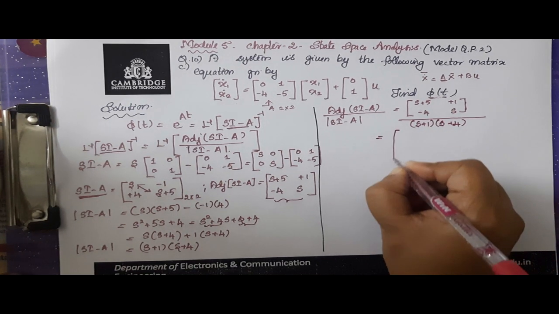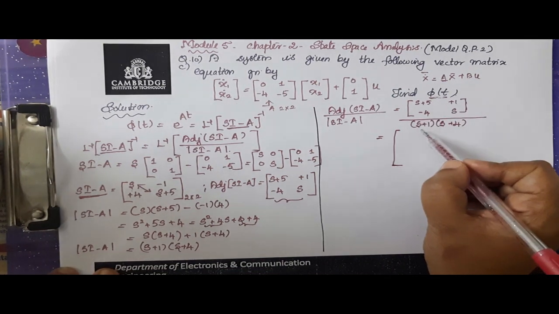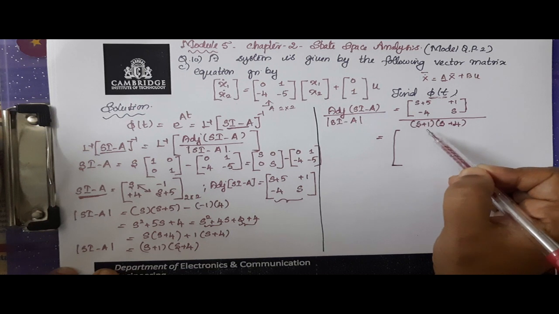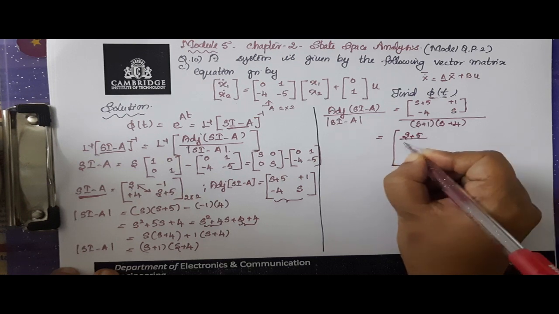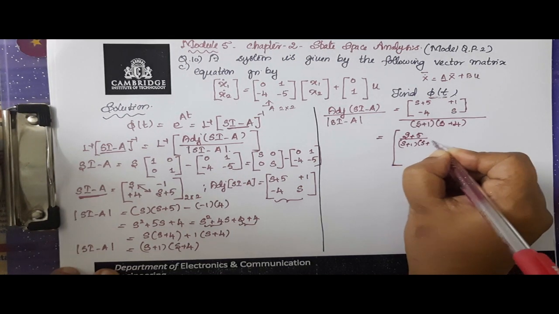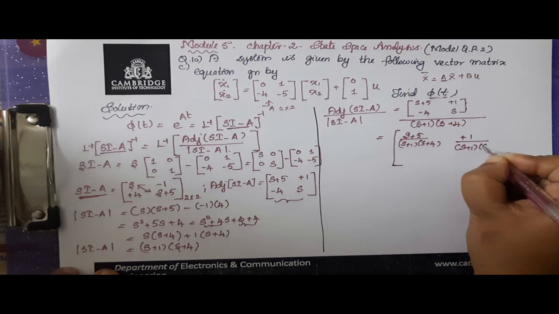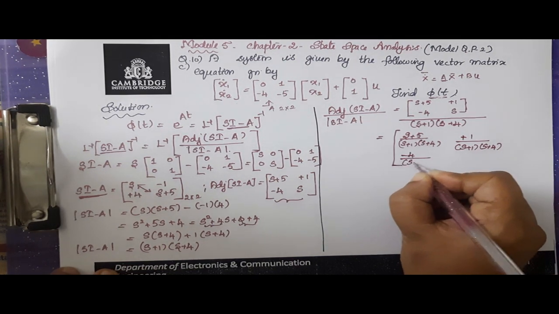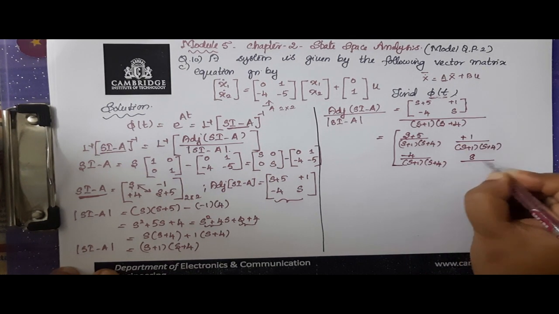So I can write it as, the numerator we have a matrix of 2 cross 2 divided by S plus 1 into S plus 4. So each element has to be divided by the denominator term S plus 1 into S plus 4. So I can write it as S plus 5 divided by S plus 1 into S plus 4, and the second element is 1 divided by S plus 1 into S plus 4, and the second row first element is minus 4 divided by S plus 1 into S plus 4, and the next element is S divided by S plus 1 into S plus 4.